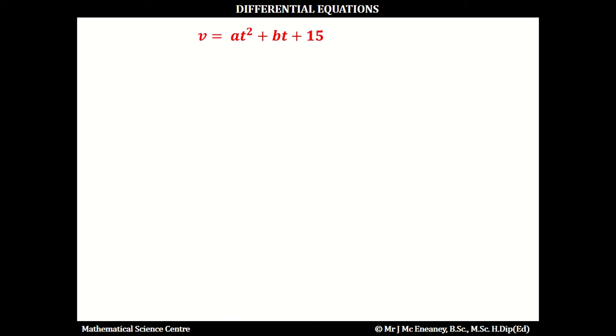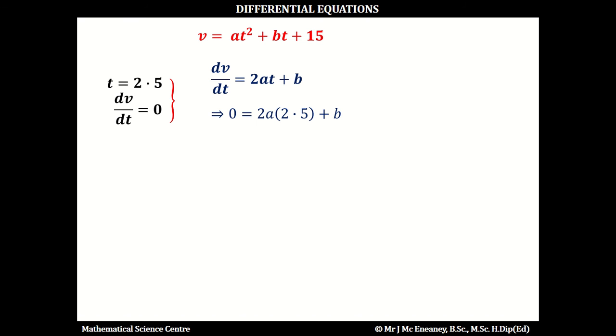So again we had v was at squared plus bt plus 15. Now we were told that the speed was a minimum after 2.5 seconds. To get a minimum you have to differentiate and equate it to 0. Now if you differentiate v equals at squared plus bt plus 15, dv/dt just equals 2at plus b. Now we're going to put in t is 2.5 and we're going to let dv/dt equal 0. So this means 0 equals 2a times 2.5 plus b. Now 2a by 2.5 is 5a, so 5a plus b. Now if we bring everything from the right over to the left then, this means minus 5a minus b equals 0. So we can label that as equation number 2.